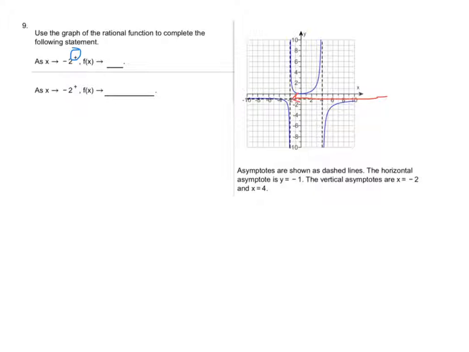So I'll start here and I'm approaching negative 2 this way. So as I get closer and closer to negative 2, where is my graph going? And remember, I'm approaching it from the right. So that means that my y values are up here on this blue line. And my y values keep on going and going to positive infinity. So my answer is as x approaches negative 2 on the right, f of x approaches infinity, or positive infinity.